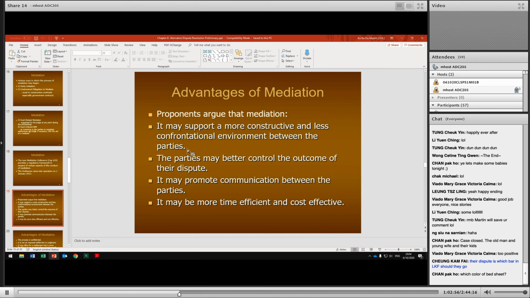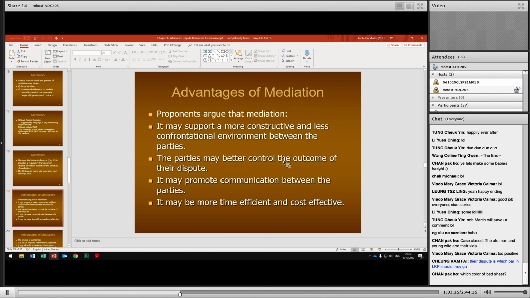So the parties will find it difficult to settle if the environment is so confrontational. The parties may better control the outcome, because for mediation, no one can impose anything on the party. No one can force you to accept any outcome.